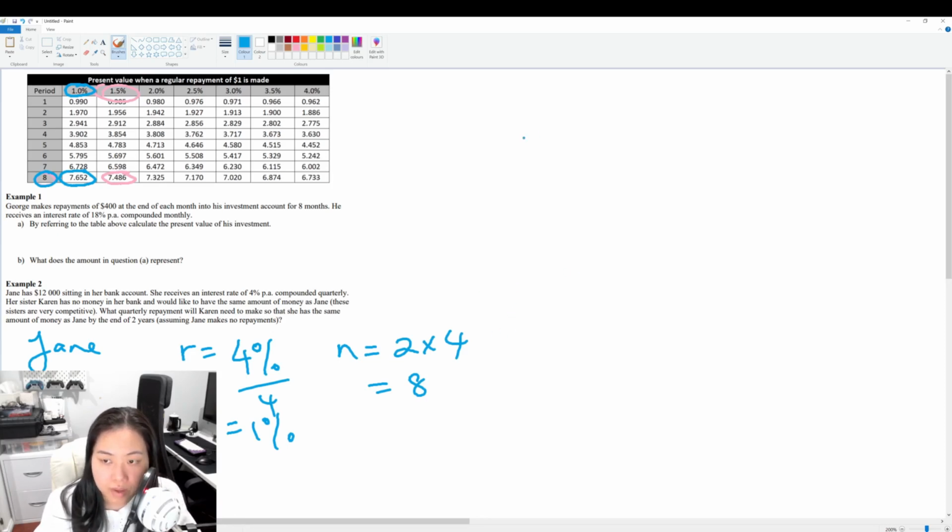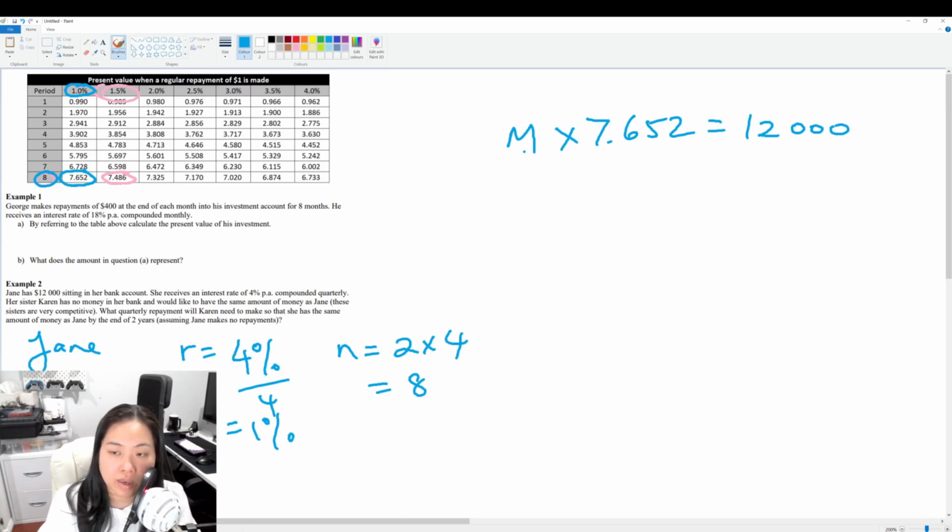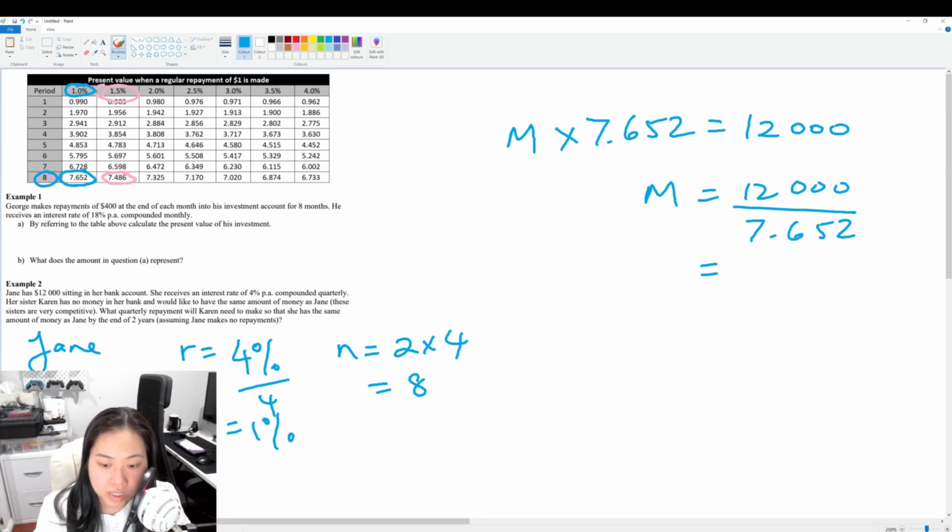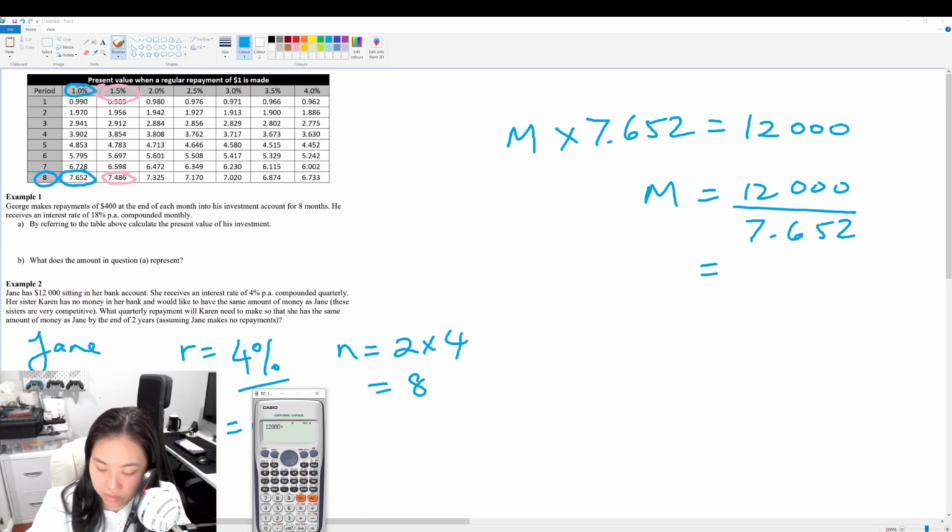The question is, how much does she need to put away every quarter? 7.652 to have $12,000. So instead of finding out how much we need to have in the account right now, like the last question, this time we're looking at how much repayment on a continuous basis, so this is a quarterly basis, to have the same amount as if we have a lump sum amount right now. So it's very simple. You just divide 7.652 on both sides, and you're going to get M is equal to 12,000 over 7.652, which is $1,568.22.